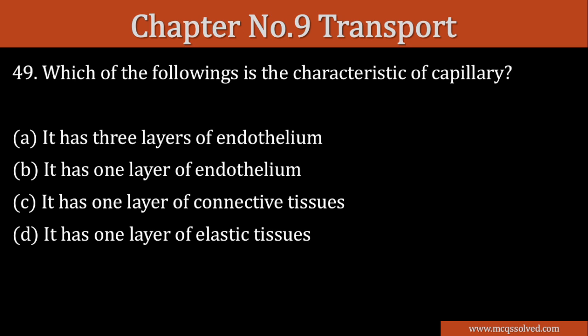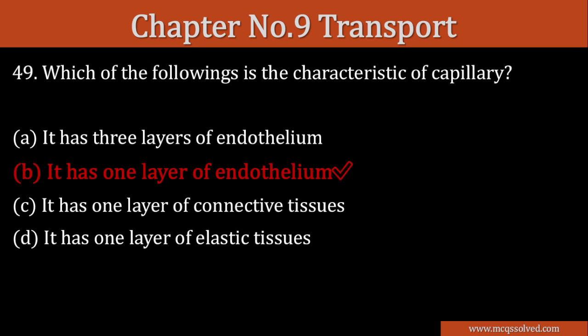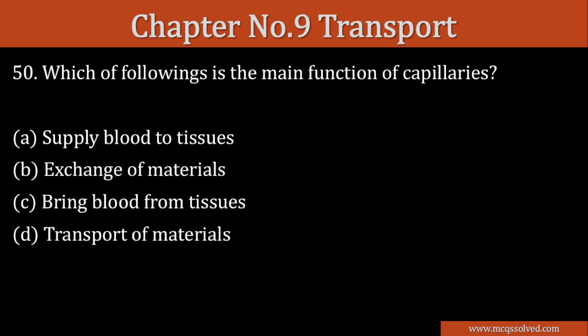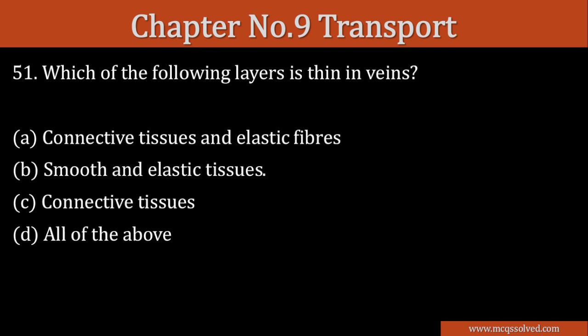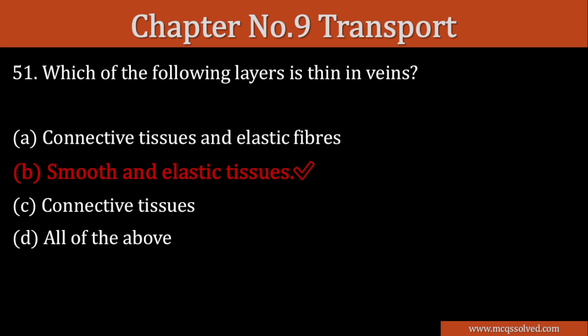Which of the following is the characteristic of a capillary? It has one layer of endothelium. Which of the following is the main function of capillary? Exchange of material. Which of the following layers is thin in a vein? Connective tissue and elastic fiber, smooth and elastic tissue, connective tissue, all of the above. So the right option is smooth and elastic tissue.